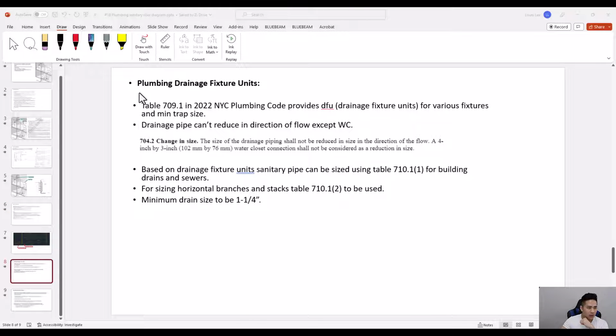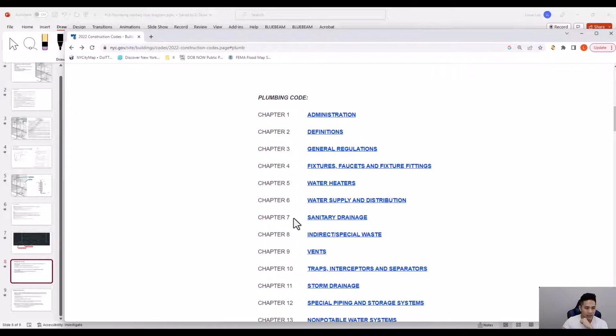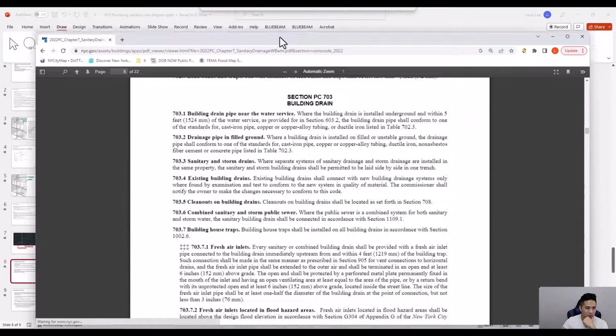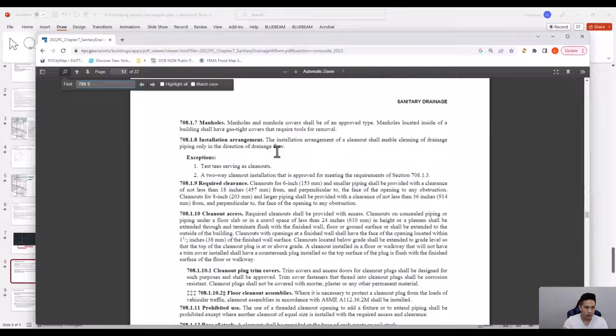So now we're going to talk about the plumbing drainage fixture units, and basically these drainage fixture units can be found in table 709.1 in the plumbing code. So if you go here, 709 is chapter 7, sanitary drainage chapter. And if you go to 709.1, you could just do a control F, 709.1.